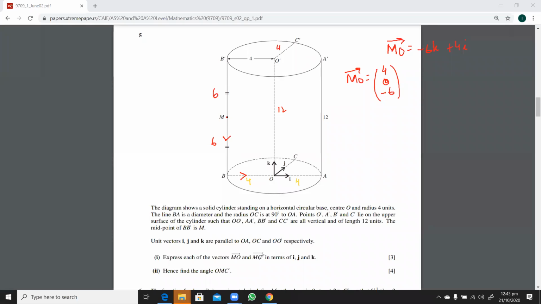Okay. Then it says MC dash. So we have to write MC dash. I'll start from M. Let me change the color. I'll start from M, going towards B, then from B dash I'll be going towards the O dash, and then I'll reach this C dash, okay? So this MC dash is going to be 6k plus 4i and then plus 4j. So I can write it as 4, 4, 6. That is my MC dash.